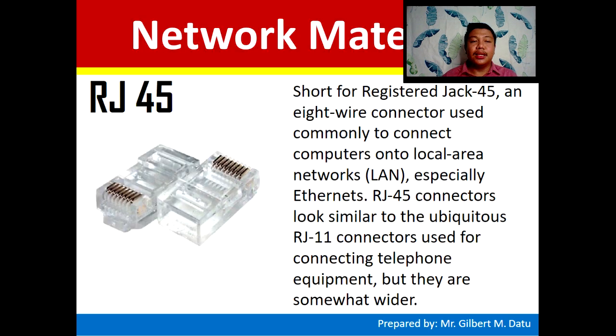Next, the materials. Network materials, RJ45, yan. So, sa mga ginagamit natin yan para magkaroon ng connectivity yung isang UTP cable. Ginagamitan siya ng crimping tools. Very good. Yung iba dyan, nakasagot na ng crimping tools. So, yan yung ginagamit natin para i-crimp yung mga cables natin. So, short for the registered jack 45. So, meron din tayong RJ11 para sa mga telephone lines.